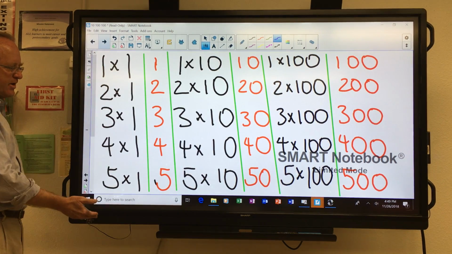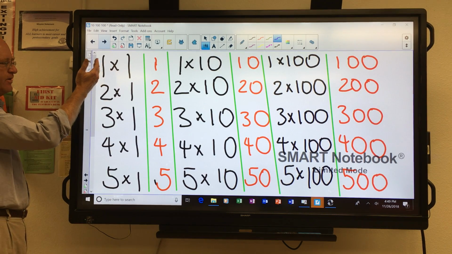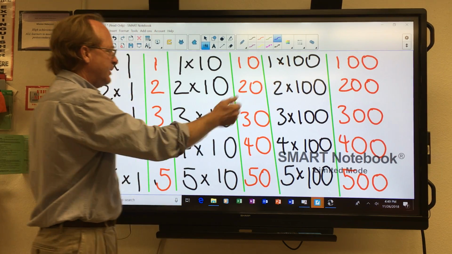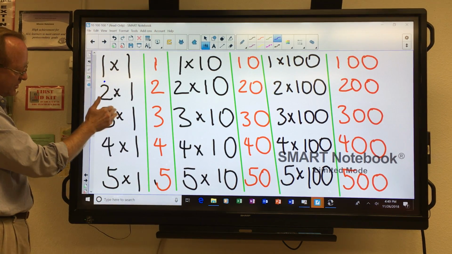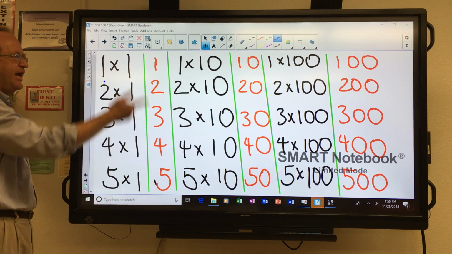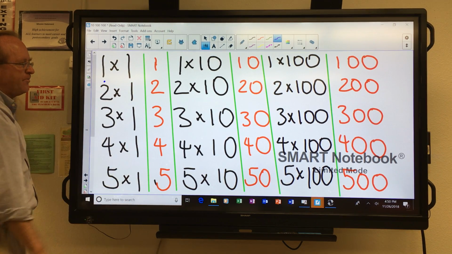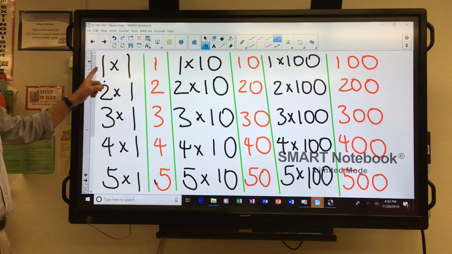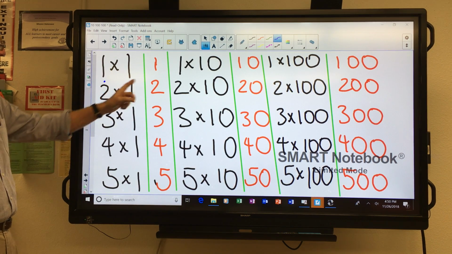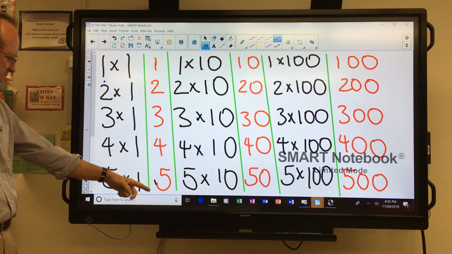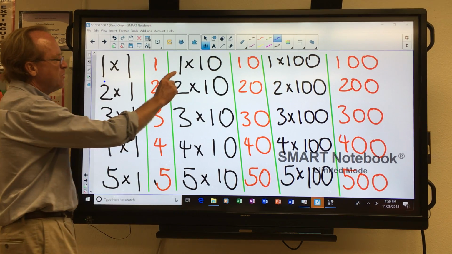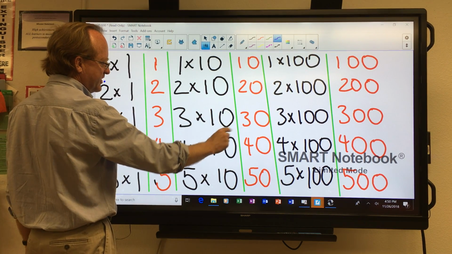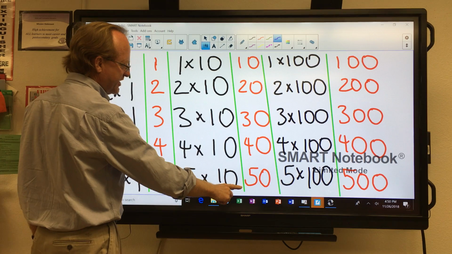So what we've done here is we have a little table for you, and we have 1 times 1, 1 times 10, 1 times 100, so on down the line, 2 times 1, 3 times 1, 4 times 1, 5 times 1, and conveniently we've put the answers right there. And you're going to see a pattern, and that pattern is really helpful. 1 times 1, of course, is 1. 2, 3, 4, 5. Now, if you multiply 1 times 10, you get 10, 20, 3 times 10 is 30, 4 times 10 is 40, 5 times 10 is 50.